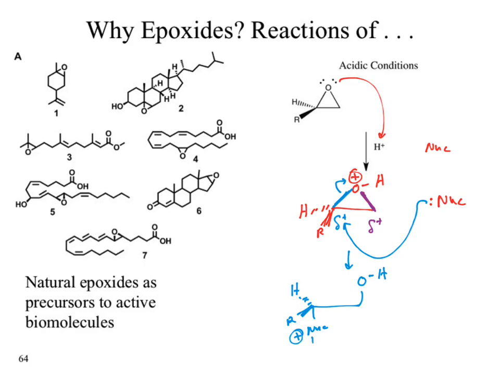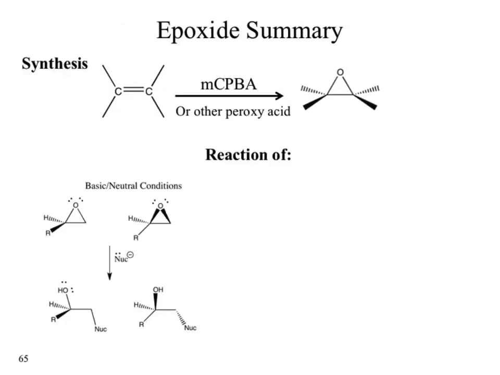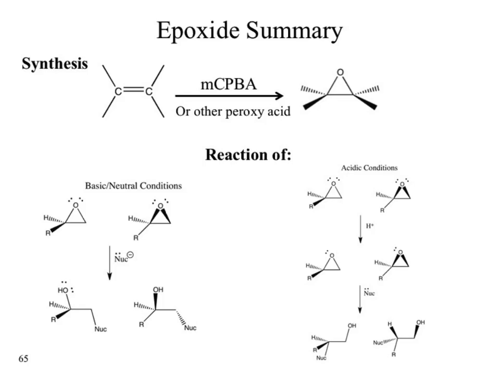So we'd have to follow this up with another step where we removed, in all likelihood, a hydrogen. Why does this become tricky for students? So let's jump to the summary now. Under basic conditions, where does your nucleophile attack? The least substituted. Under acidic conditions, where does the nucleophile attack? The more substituted.